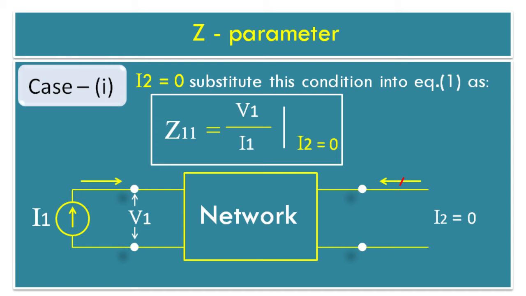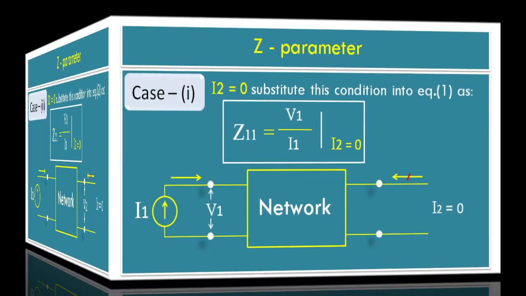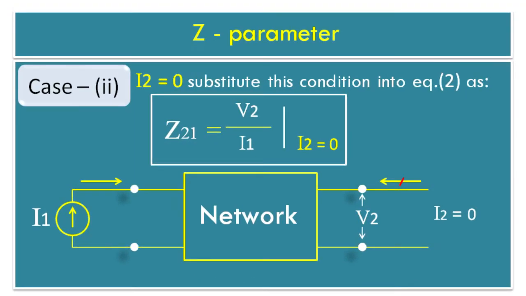Now substitute current I2 equal to 0 into equation 1 of open circuit impedance. We get open circuit impedance parameter Z11 is equal to V1 upon I1, where current I2 at port 2 is 0. Now refer to the given two-port network. Current I2 equal to 0 means we are obtaining Z11 at port 1 only, using voltage V1 and current I1.